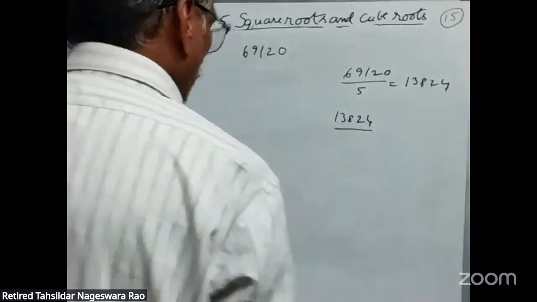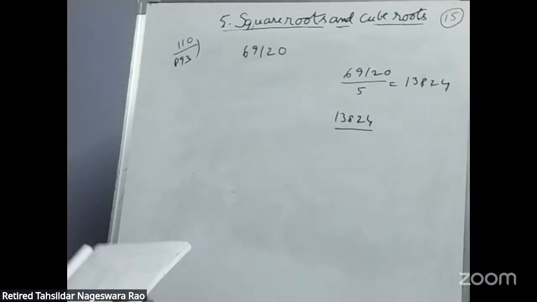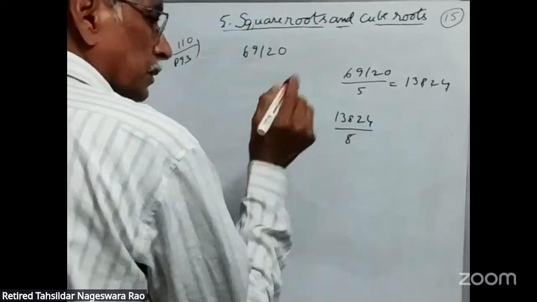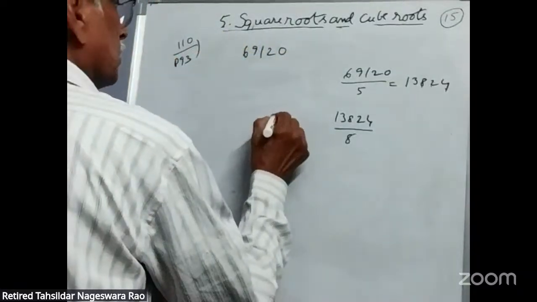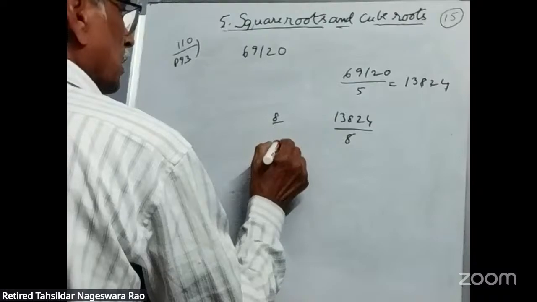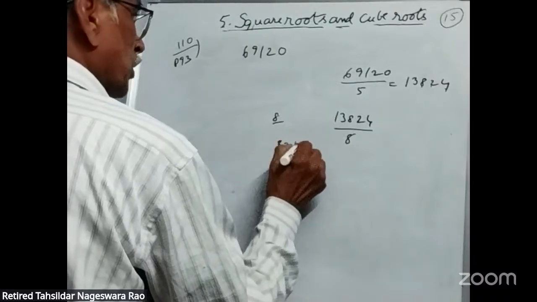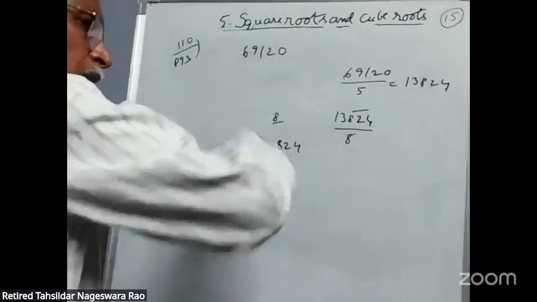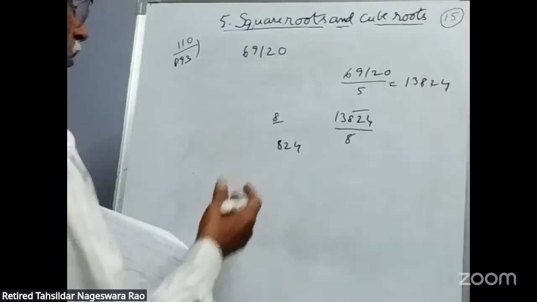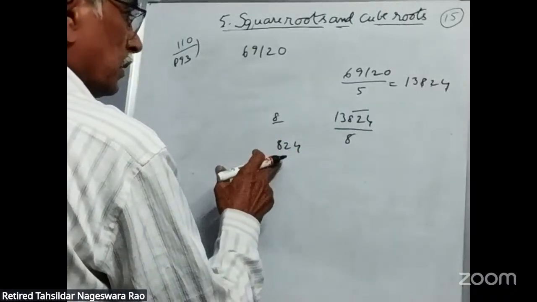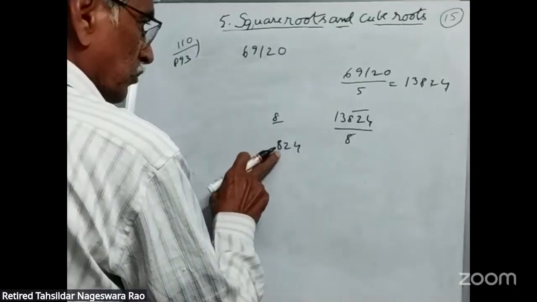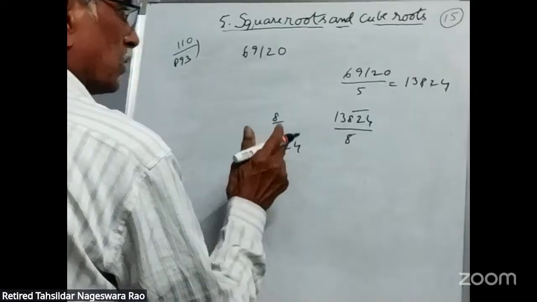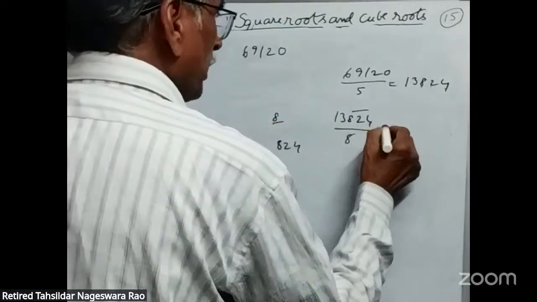13,824. I want to divide by 8 because of the divisibility rule for 8: the last 3 digits, 824 here, if divisible by 8, then the entire number will be divisible by 8. Is 824 divisible by 8? Yes, 103 times. So definitely 13,824 will be divisible by 8.